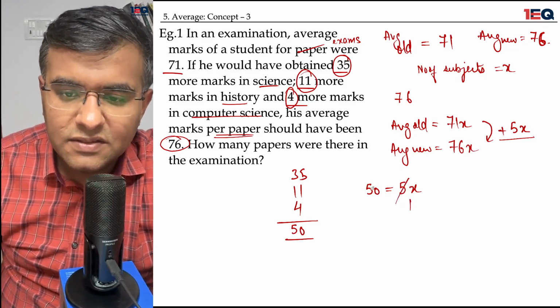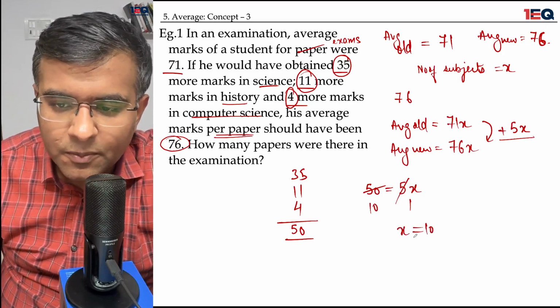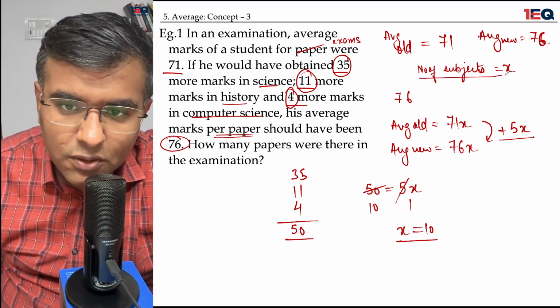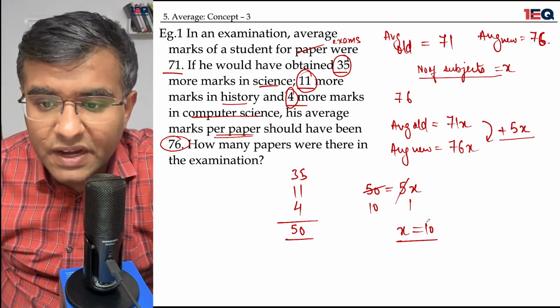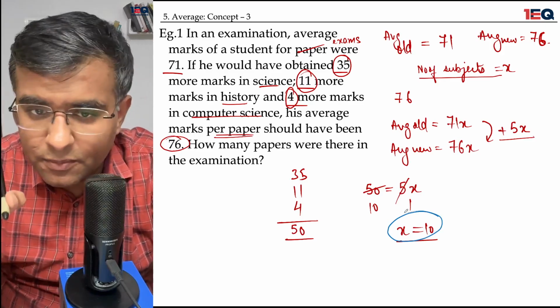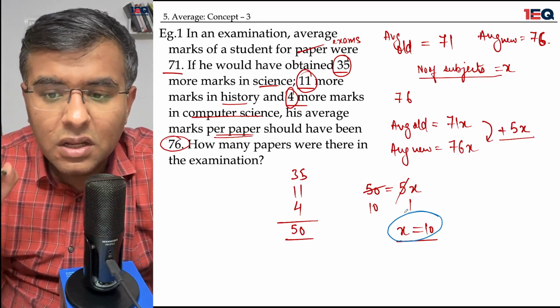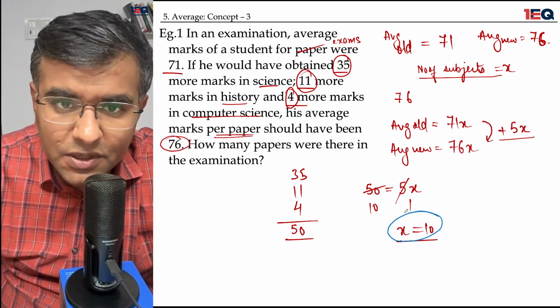So I'll quickly take this 5 ones and 5 tens. So the value of x comes out to 10. In the beginning, I had assumed that the number of subjects is equal to x, and by the end of the question, I have reached a point where I can say the value of x is equal to 10. So, how many papers were there in the examination? There were 10 papers in the examination, or there were 10 subjects in the examination.